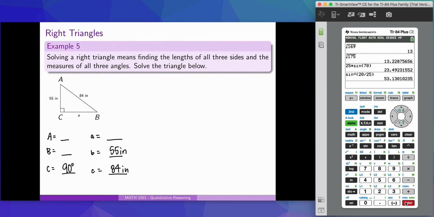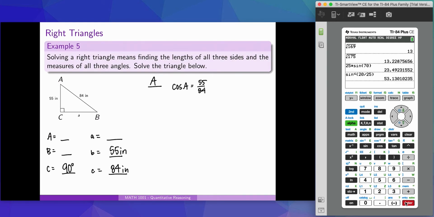So to solve this triangle, I need to figure out angle A, angle B, and side A. All right, so let's begin with angle A. How could we figure out angle A? Well, what do I know? From this angle's perspective, I have an adjacent length and I have a hypotenuse. Adjacent, hypotenuse. That's a cosine. Remember SOHCAHTOA, CAH, adjacent hypotenuse has to do with cosine. So I know that the cosine of angle A is 55 over 84.